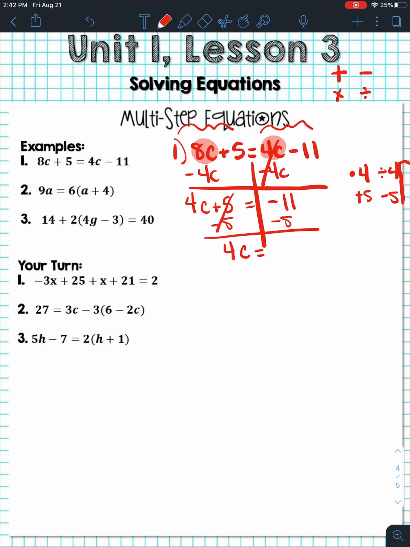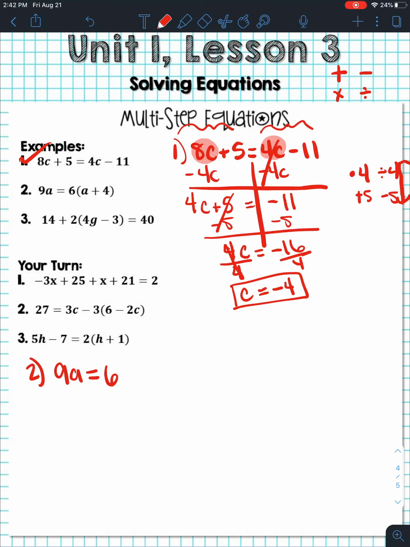5 minus 5 is 0, and I'm just left with 4c over here equals negative 11 minus 5. That means I'm starting at a negative number and I'm going more negative, so I'm going to end up with negative 16. Now I've done this step, and now I need to divide by 4. So I'm going to be left with 1c equals negative 16 divided by 4, which is negative 4. Okay? So we've done number 1, we're going to do number 2 up here.